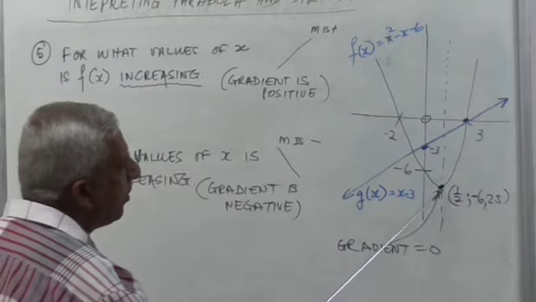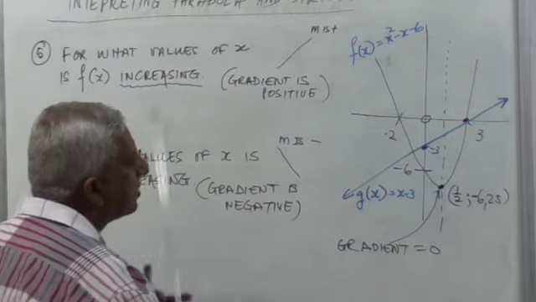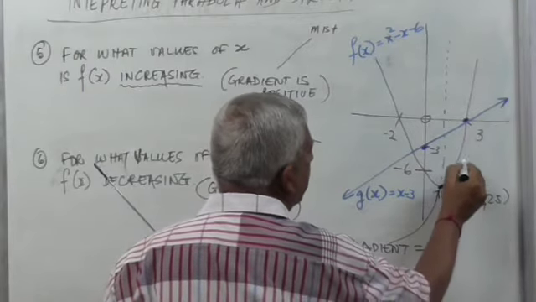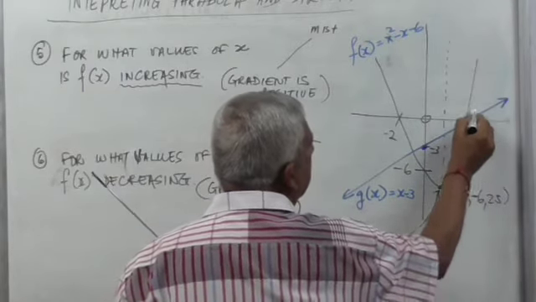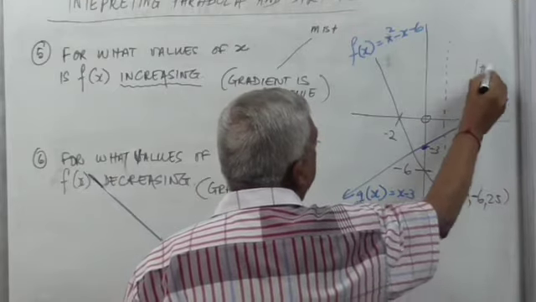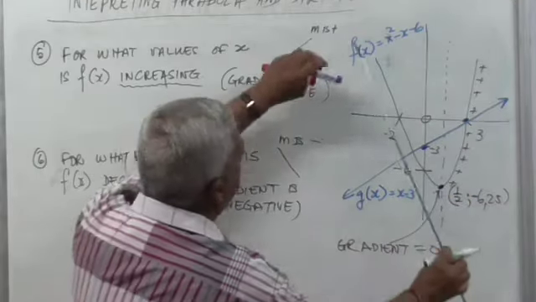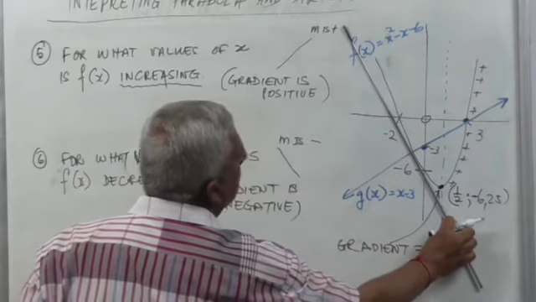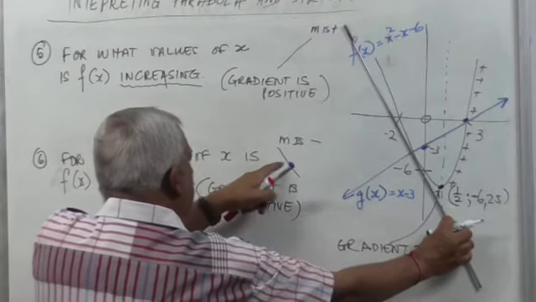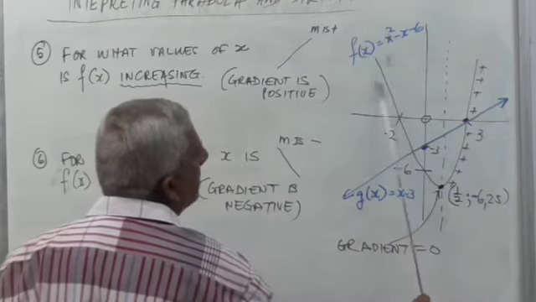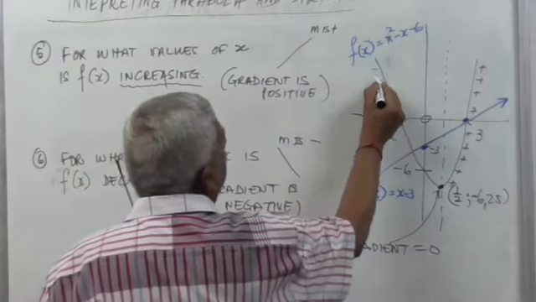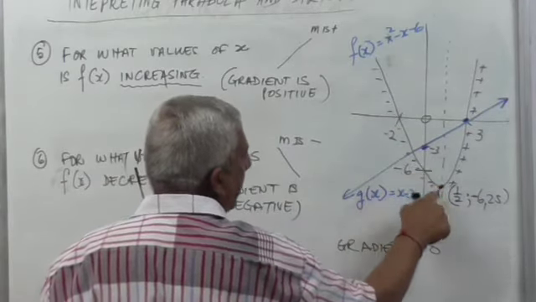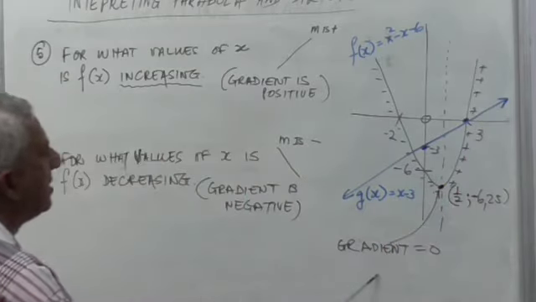So after the turning point, the gradient is positive. So I'll just write pluses everywhere. So the gradient is positive all over. Obviously, when I put my tangent here, you can see that it's going like this line. So it is negative. On this side, the gradient is negative, you see. But there, at the turning point, the gradient is 0.